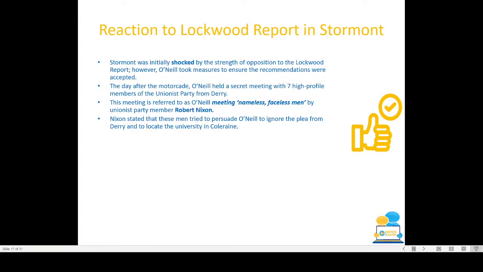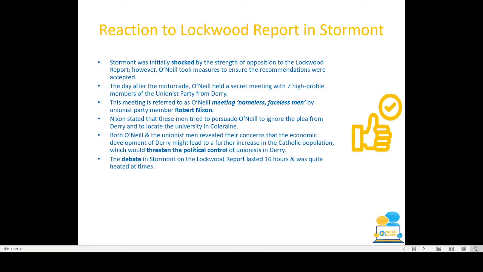So Nixon stated that these men tried to persuade O'Neill to ignore the plea from Derry and to locate the university in Coleraine. And if we think about that, these are people from Derry who were trying to persuade O'Neill to ignore the plea from the majority of people in Derry and to actually locate the university in Coleraine. So it's counterintuitive. It's hard to understand why these men would not want development in their local area.